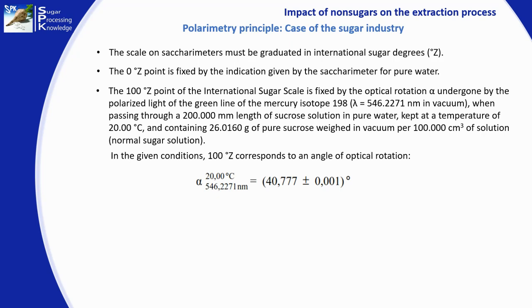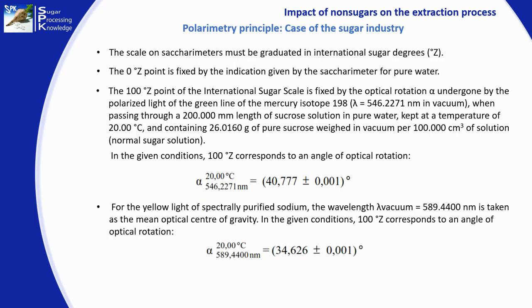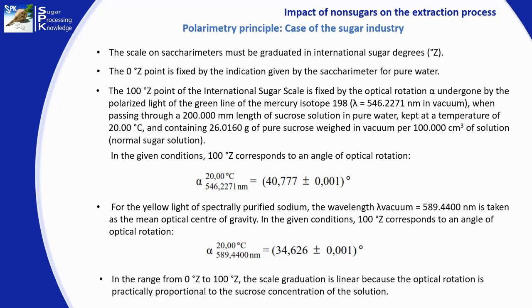In the given conditions, 100 degrees sugar corresponds to an angle of optical rotation of 40 degrees. For the yellow sodium light that is widely used in saccharimeters, 100 degrees sugar corresponds to an angle of optical rotation of 34 degrees. And of course, in the range from 0 degrees Z to 100 degrees Z, the scale graduation is linear because the optical rotation is practically proportional to the sucrose concentration of the solution.